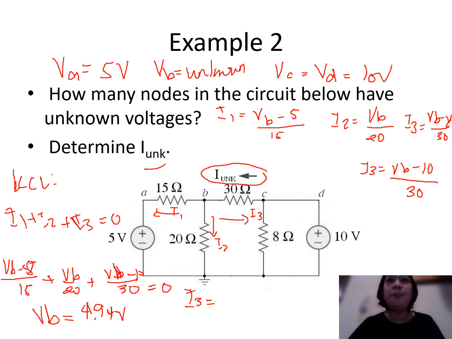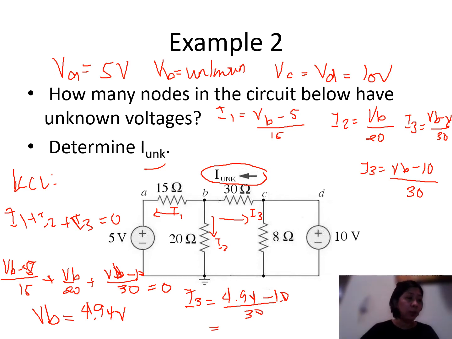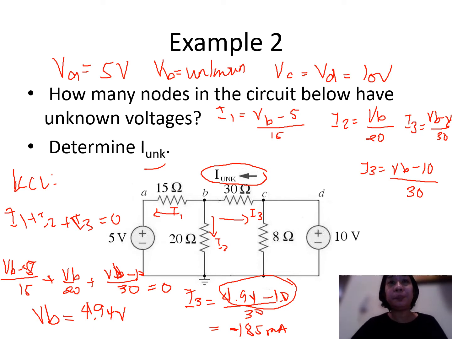So we can solve for I3 just by substituting. I3 is equivalent to VB, which is 4.94 minus 10 divided by 30. So using your calculators, I3 is equivalent to 185 milliamperes. However, by looking at the numerator, we can have here a negative answer. Our I unknown here is related to I3. They both flow through the 30 ohm resistor, but they are of opposite direction.